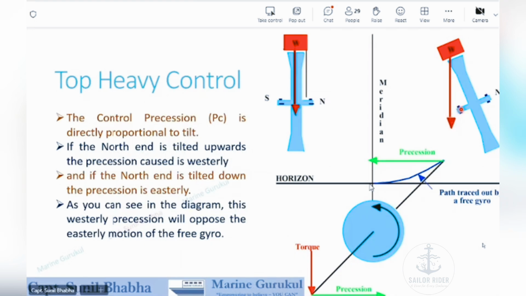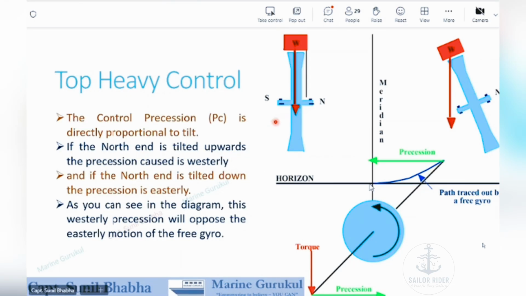Now you can easily visualize that as the tilt of the spin axis increases more and more, the difference between the weight acting downwards and the center of gravity of the rotor is also going to increase more and more. So the lever is becoming more and more as the tilt increases, telling us that the control precession which is generated is directly proportional to tilt. This is a very important relationship which we will be using in our further understanding of the gyro compass. If the north end is tilted upwards, the precession caused is westerly.